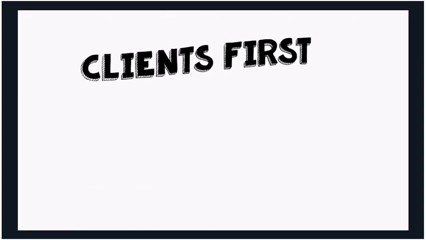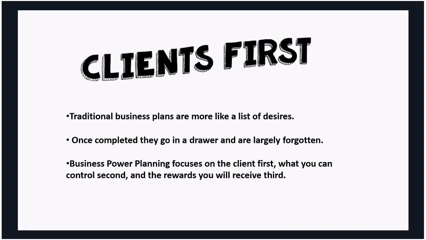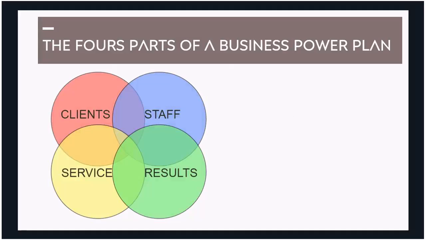So, business power planning focuses on the clients first. Traditional business plans are more like a list of desires. Once you complete this list, they'll grow in a drawer, typically forgotten until maybe the end of the year. A business power plan focuses on the clients first, what you can control second, and the rewards you're going to receive third. So there's four parts to a business power plan: clients, staff, service, and results.